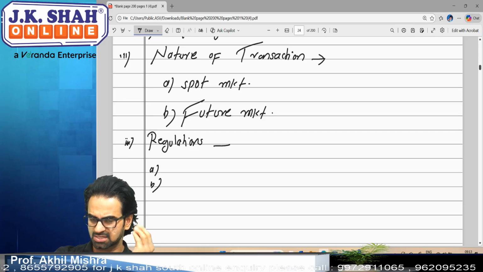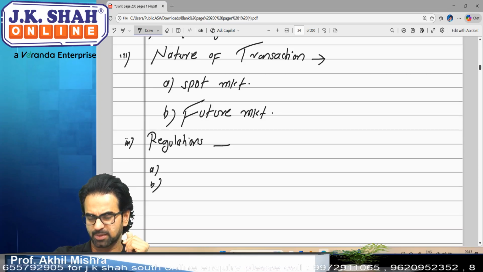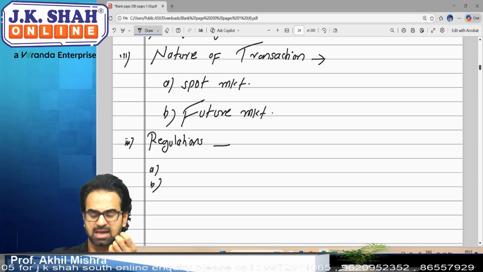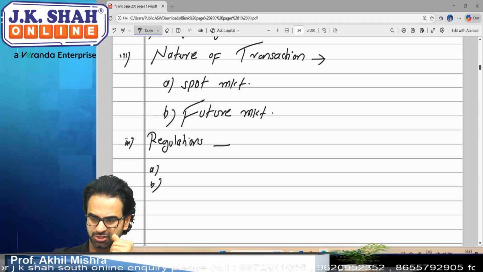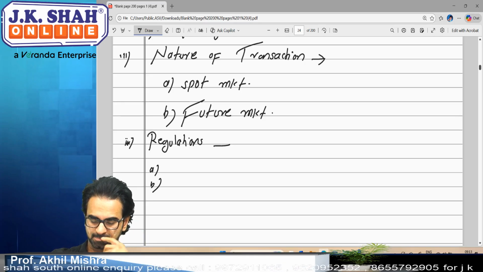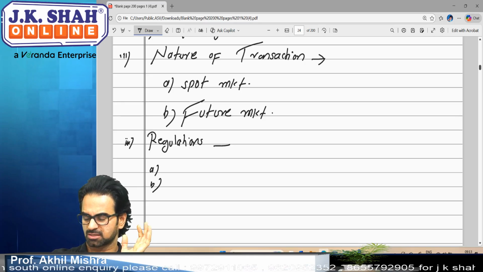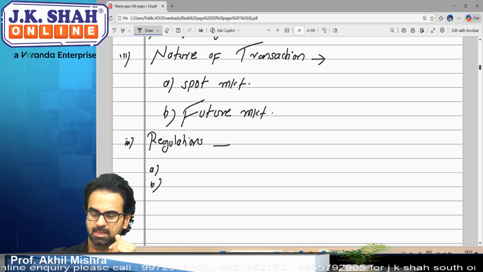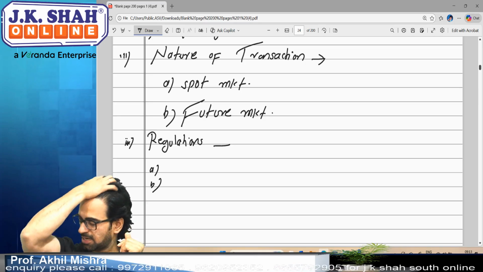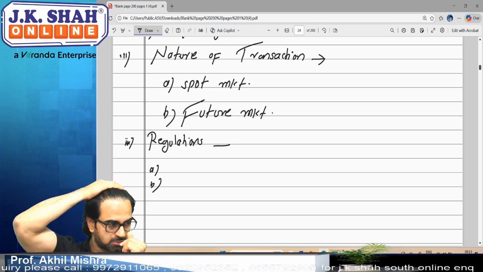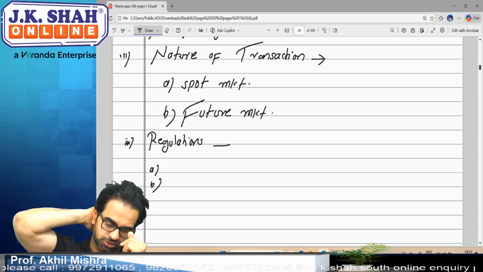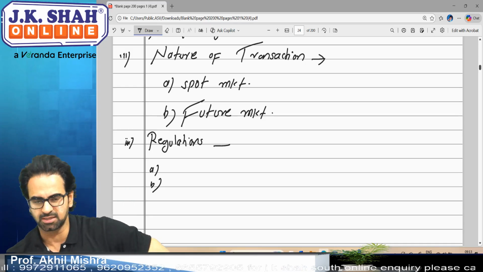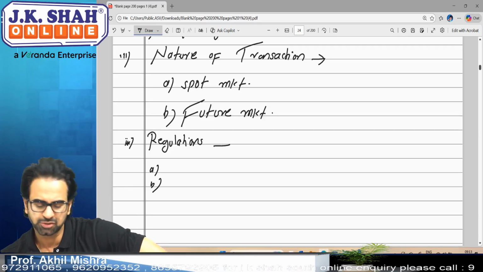That in future, after 6 months, whatever time is mentioned there, you mention the time in that contract. That after 6 months, you will be transferring the share to me at this particular rate, the rate which you are agreeing now. So let's say the seller says, okay, I'll sell this share to you in future at the rate of, let's say, 120.